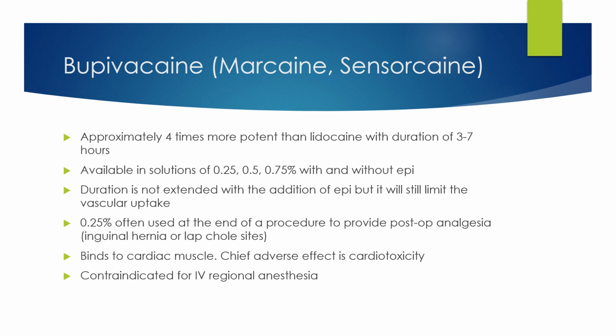Okay, 0.25% is often used at the end of a procedure to provide post-op analgesia. Remember, that is pain relief. The most common procedures for this use are inguinal hernia and lap cholecystectomy. It binds to cardiac muscle. The chief adverse effect, in fact, is cardiotoxicity, and it is contraindicated for IV regional anesthesia because of that cardiotoxicity. We do not want that going directly into the blood system.